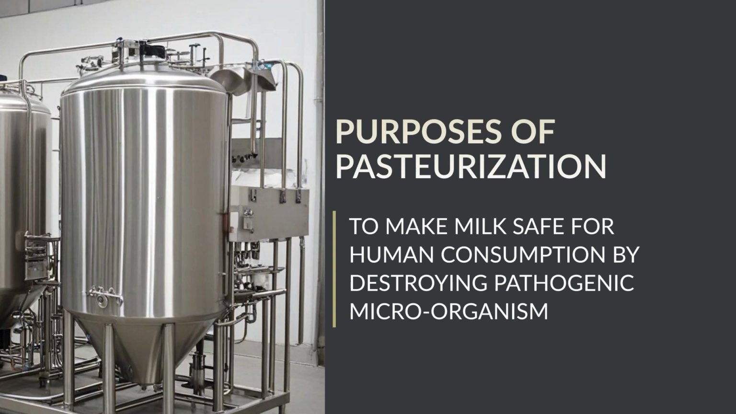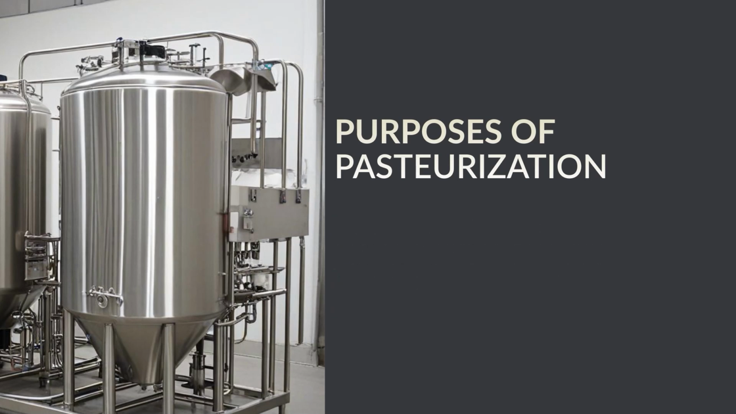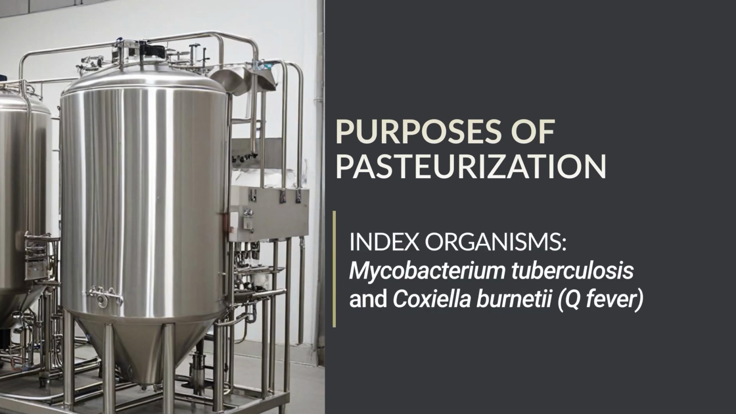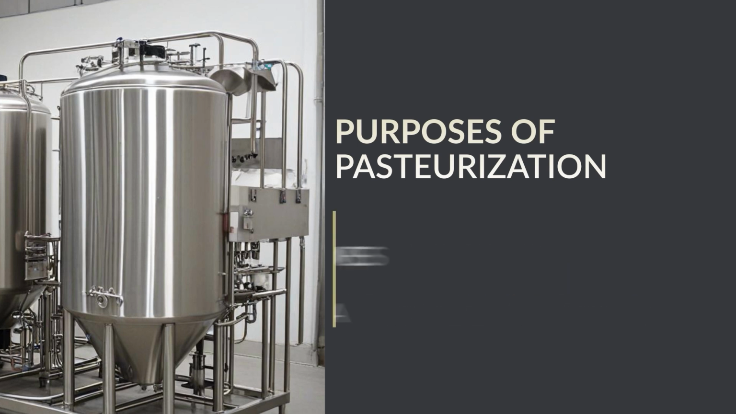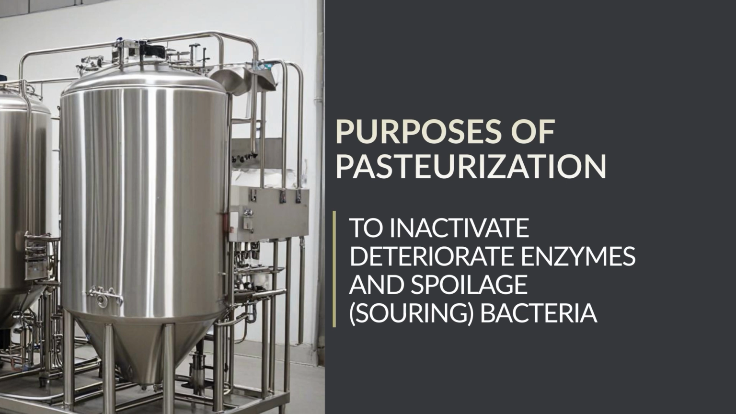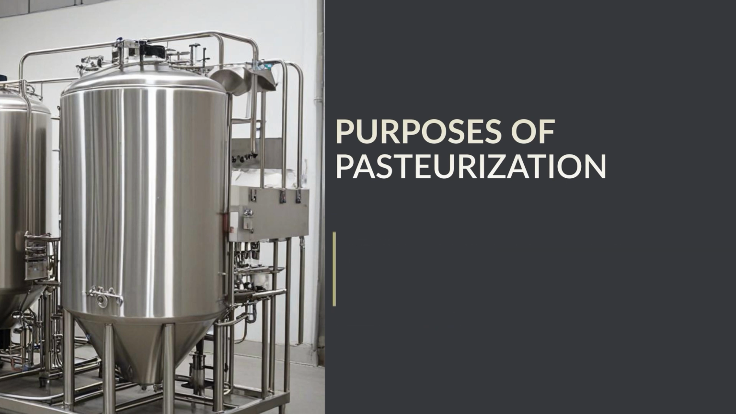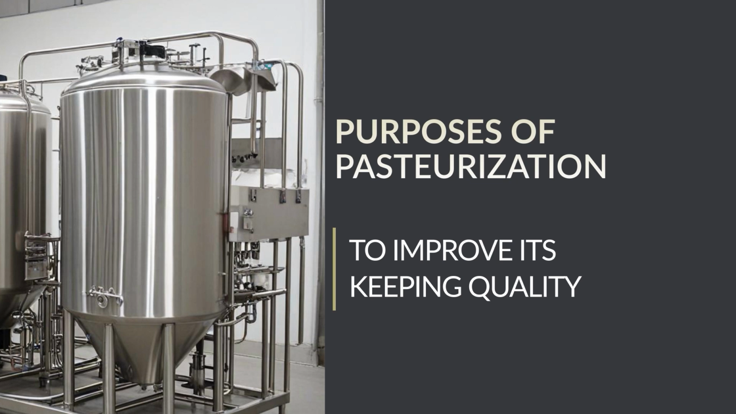Now, the basic purpose of pasteurization is to make milk safe for human consumption by destroying the pathogenic microorganisms present in it. What are the pathogenic microorganisms? We call them index microorganisms. Mycobacterium tuberculosis and Coxiella burnetii, which causes Q fever, are known as the index microorganisms. It also inactivates the deteriorating enzymes and spoilage bacteria, and ultimately it improves the keeping quality of the milk, and this is a must in the milk industry.